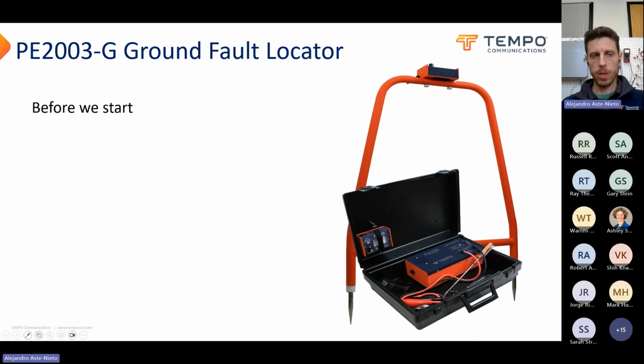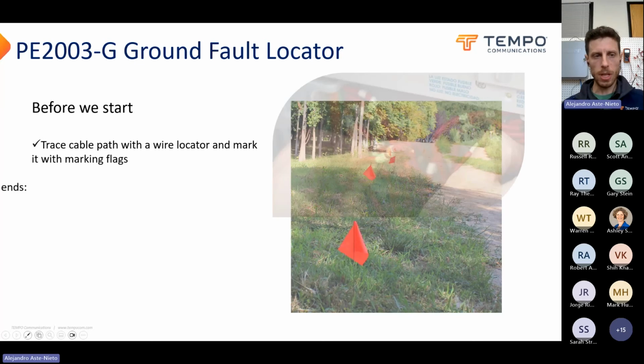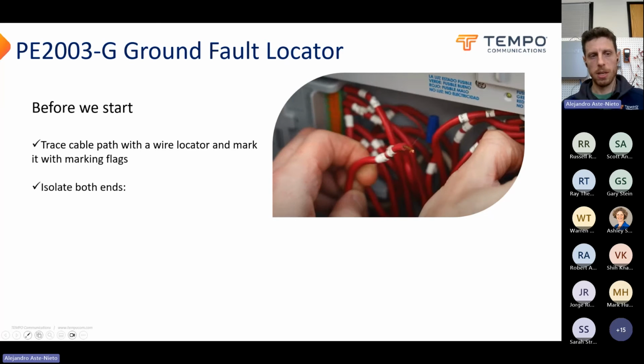So before we get started with the fault finding, like I mentioned, we have to trace the cable path with your 501, for instance, and make sure you mark it appropriately. At that point, we have to isolate both ends of the wire that we're finding a fault in for a couple of reasons.